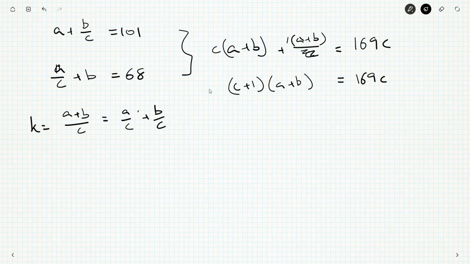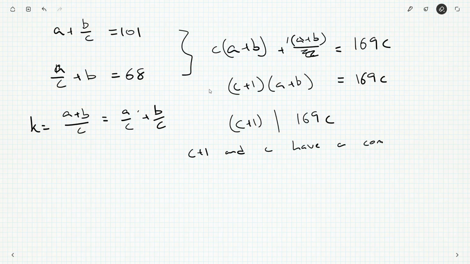Now, imagine c + 1. So c + 1 divides 169c. But c + 1 and c have no factors in common, a GCD of 1. Any two consecutive numbers have no factors in common other than 1. Okay, this is a nice little result.